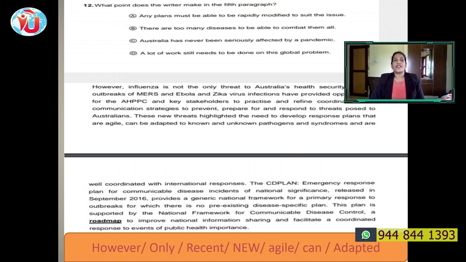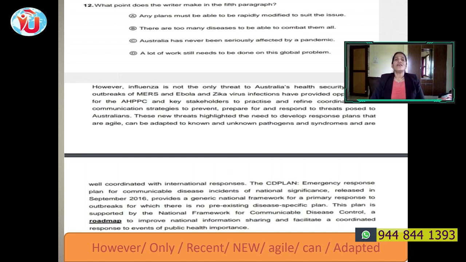What point does the writer make in the fifth paragraph? Remember, if you do not number the paragraph, you will be searching the paragraph when you see the questions, where you will waste time. So as I told you before, you need to mark the paragraphs, number the paragraphs so that you know where to go when the question is asked. So what is the question? What point does the writer make in the fifth paragraph? In the fifth paragraph, the writer has made some point there. He has highlighted something that you should know.